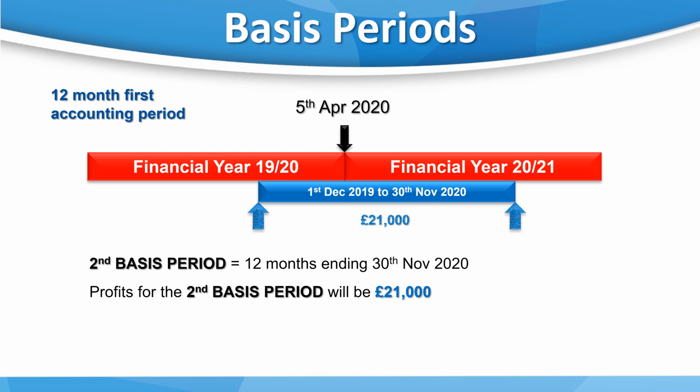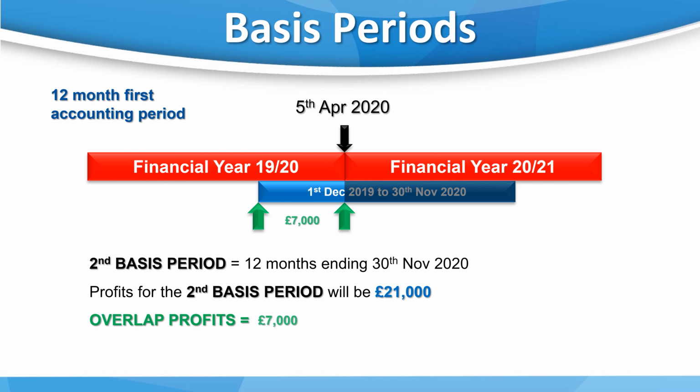You may have noticed that the period the 1st of December 2019 to the 5th of April 2020 have now been taxed twice. These are known as overlap profits. So here we have overlap profits of £7,000 relating to the 1st of December 2019 to the 5th of April 2020. These overlap profits can only be reclaimed either when the business decides to change its year end or when the business ceases.